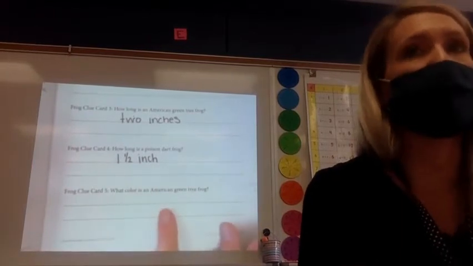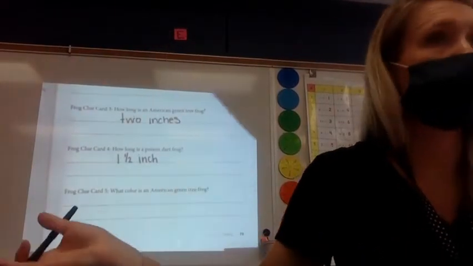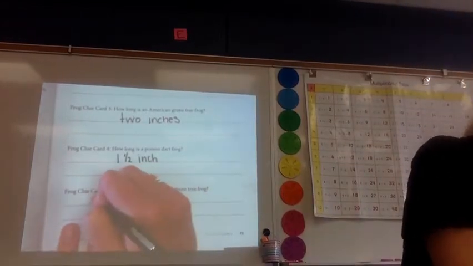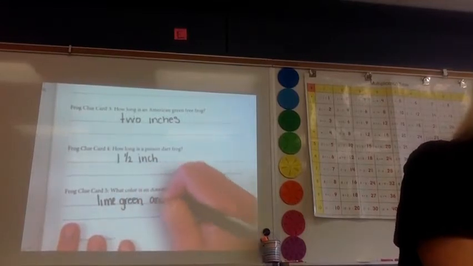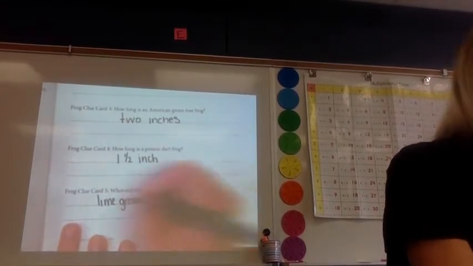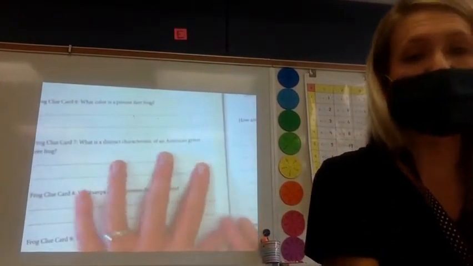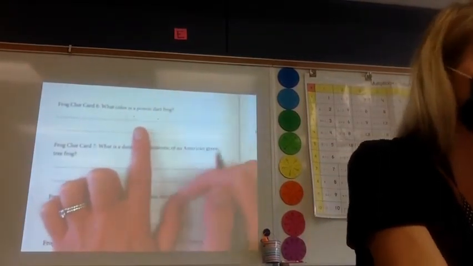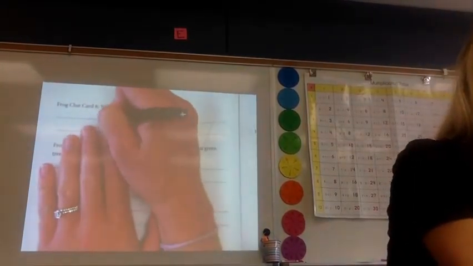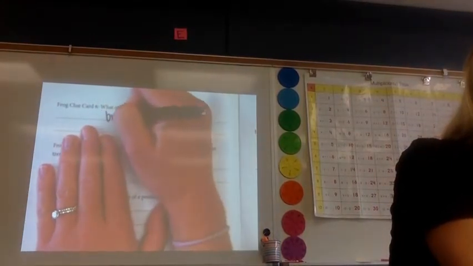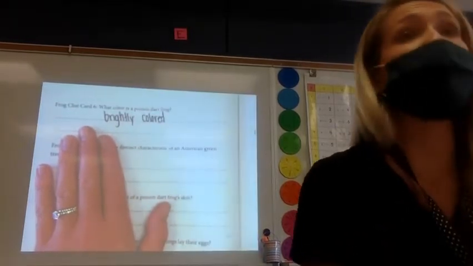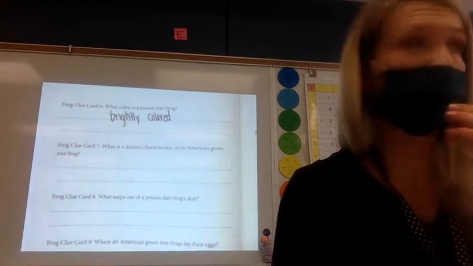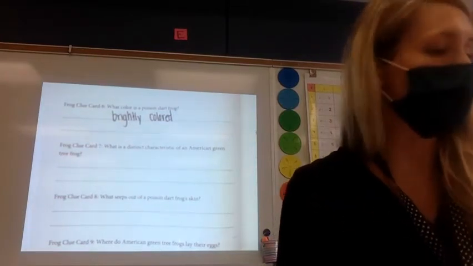What color is an American green tree frog? Lime green and yellow. Perfect. Next page. What color is a poison dart frog? Did it give any specifics? No. I know some of them are blue. Now, if it didn't tell us the color, are we writing other things down? Brightly colored, and we leave it at that for now.